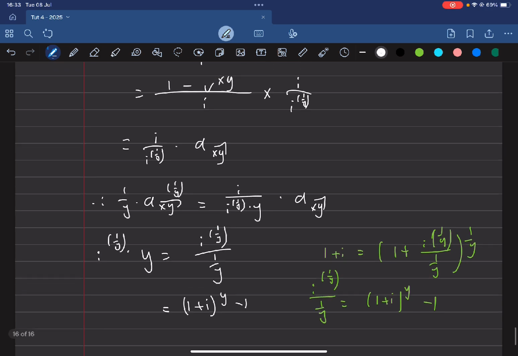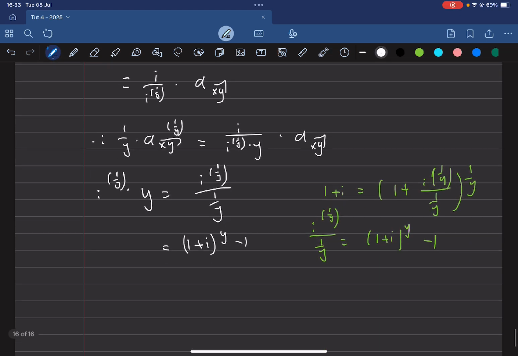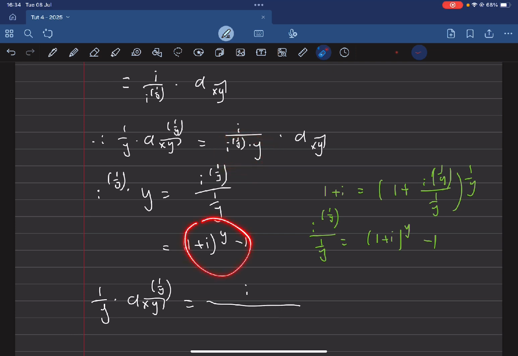Cool. So let's see why that's useful. So I'm just going to rewrite everything we proved. So I've basically proved that 1 over y times this annuity, 1 over y, is equal to, so I'll keep that, over, and I showed that this bottom part is equal to this. So I'm going to sub that in. So 1 plus i to the power of y minus 1. And then I'm just going to multiply it by an annuity for xy periods.